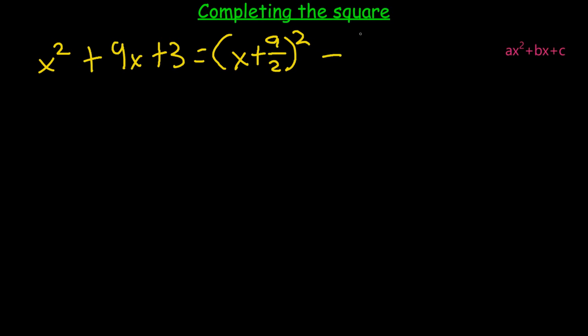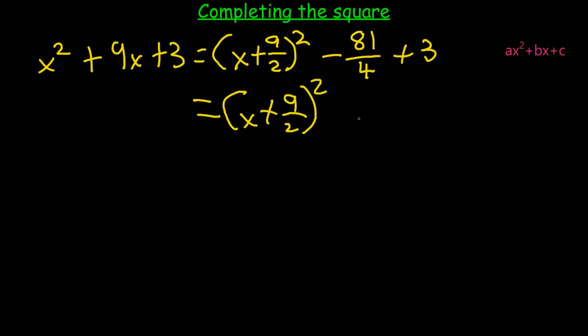9 squared is 81 over 2 squared is 4, plus 3. So we plus our 3 there, which is equal to x plus 9 over 2 squared minus 69 over 4.